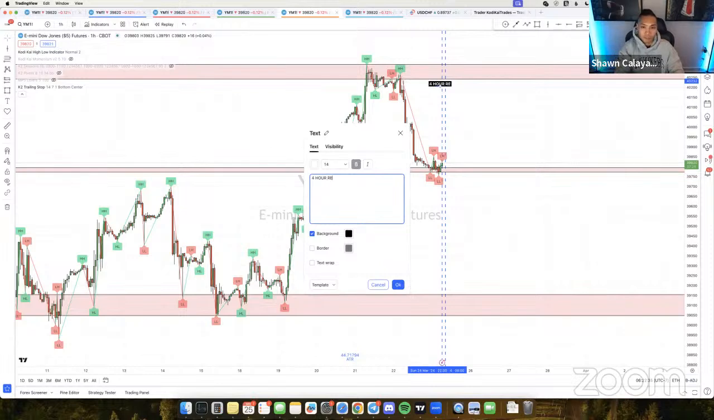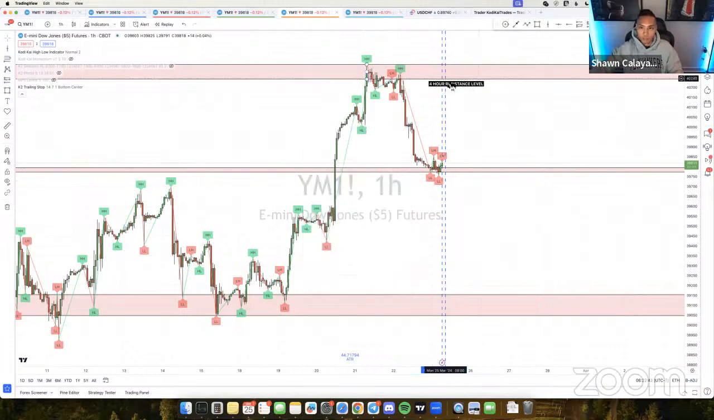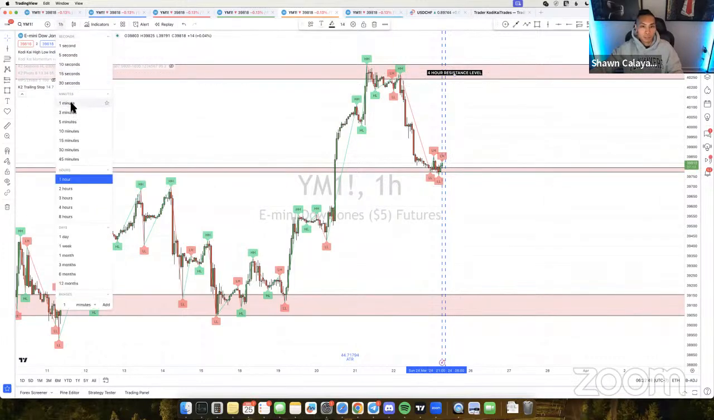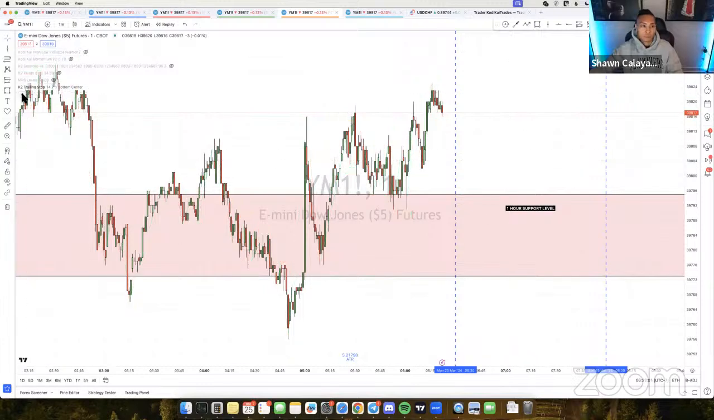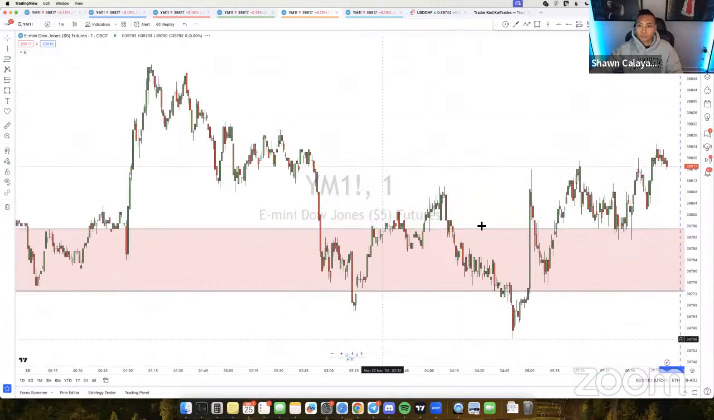Okay, so 4-hour resistance level, which is going to be pretty much irrelevant. Price is way too high up here, so I don't expect price to get this high today. But going down to the 1 minute over here, this is going to be the 1-hour support level. And that's pretty much it for the clean chart there.